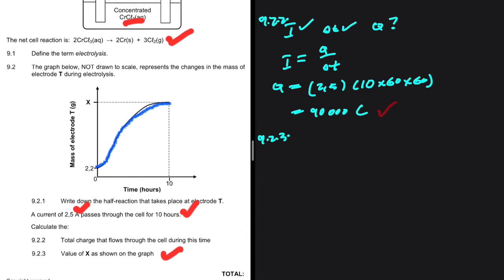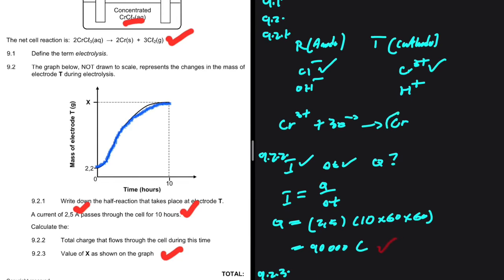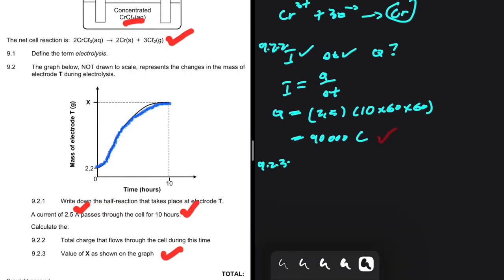Let's find the value of x as shown on the graph. Well, what is the question really asking us to calculate? We know that we have chromium being deposited at the cathode. So we need to calculate the mass of the chromium that has been deposited at the cathode. How can we do that? Let's look at the information we have. We have the charge. How can we go from charge to number of moles essentially before we ultimately calculate with the molar mass and find the mass?